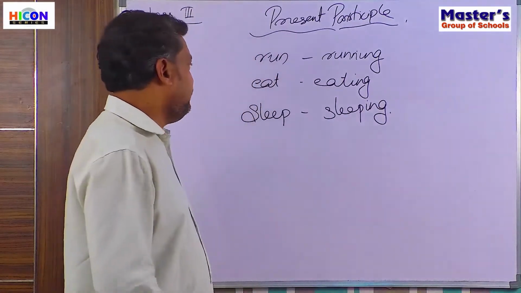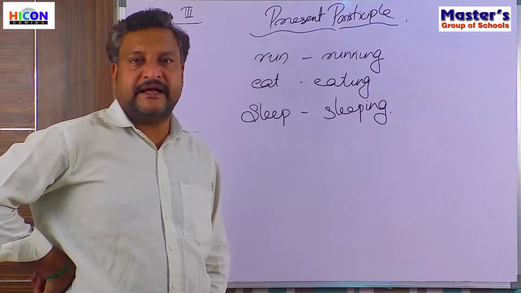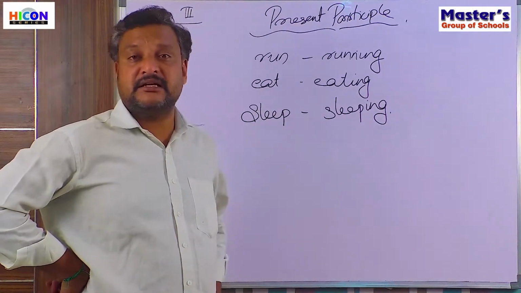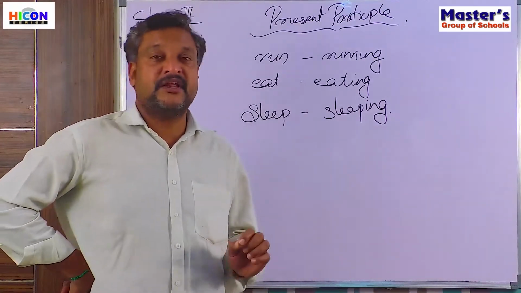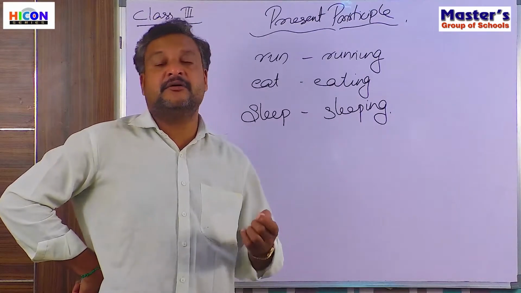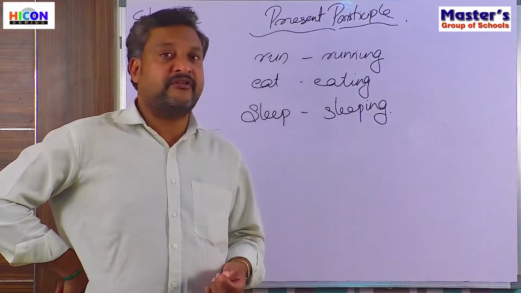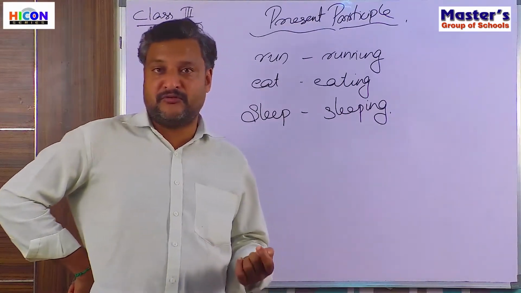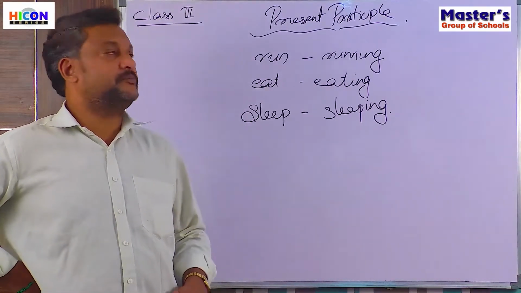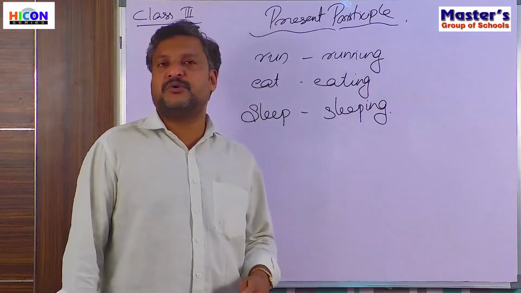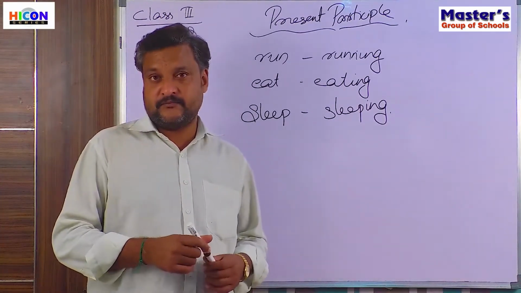Okay. So the same way, when we add ing to a verb, what we get is a present participle. Present participle is a verb form, and this verb form we get by adding ing to a base form of a verb. When we add ing to the base form of a verb, then what we get is called a present participle. So present participle is usually used to express incomplete actions.